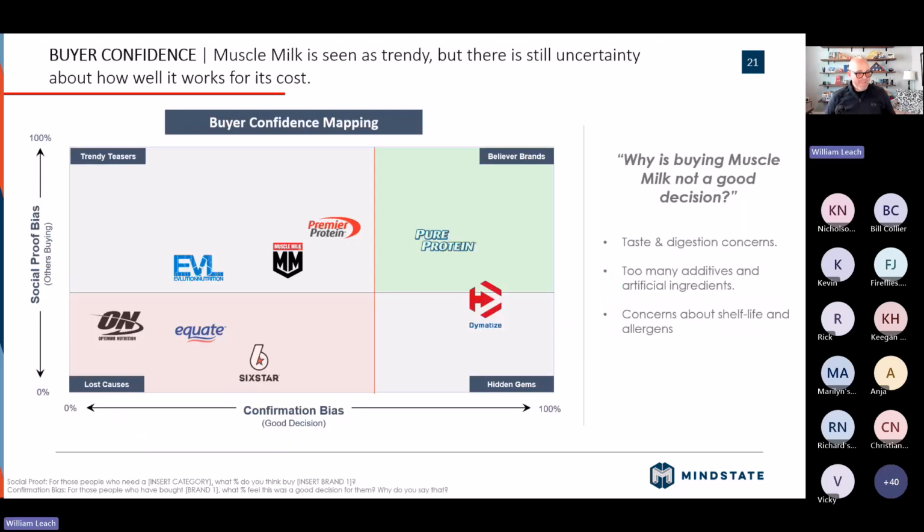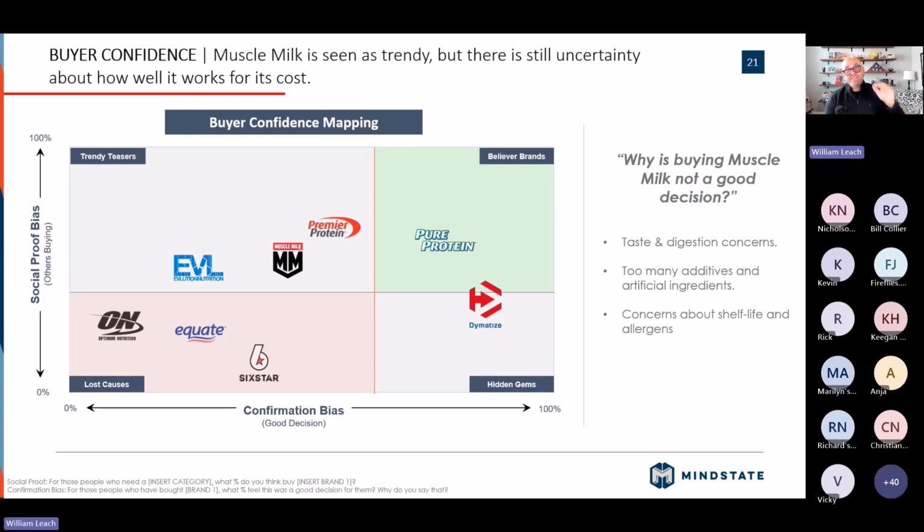Now, this next map that I like to do is a buyer confidence map. If you're a behavioral economist out here, you may appreciate this. I find it interesting. What I want to do is create buyer confidence. The way I create buyer confidence is I focus on two core cognitive heuristics or cognitive biases. The first one is social proof. If you look at the vertical axis, you will see social proof.